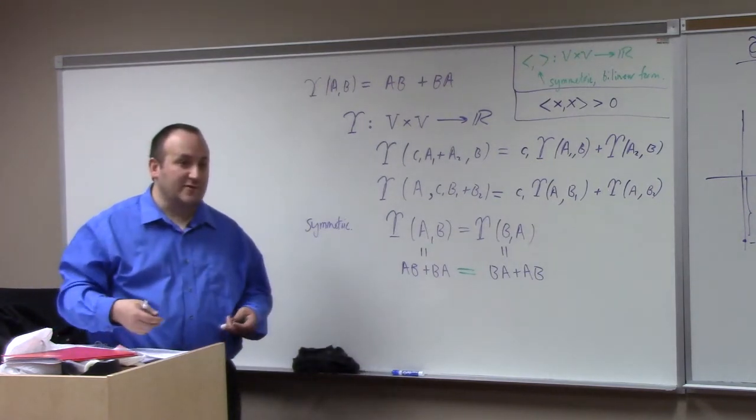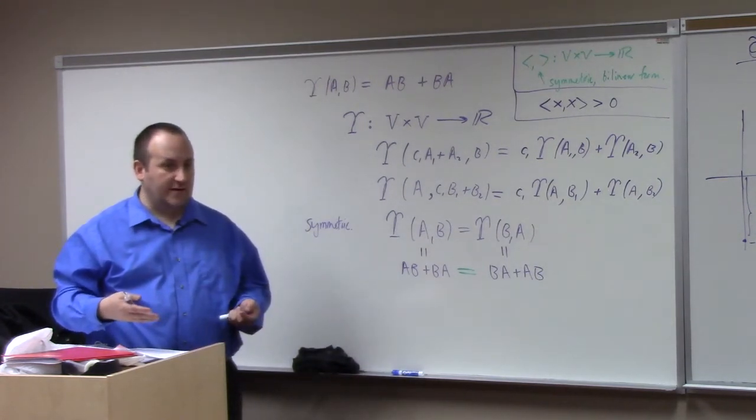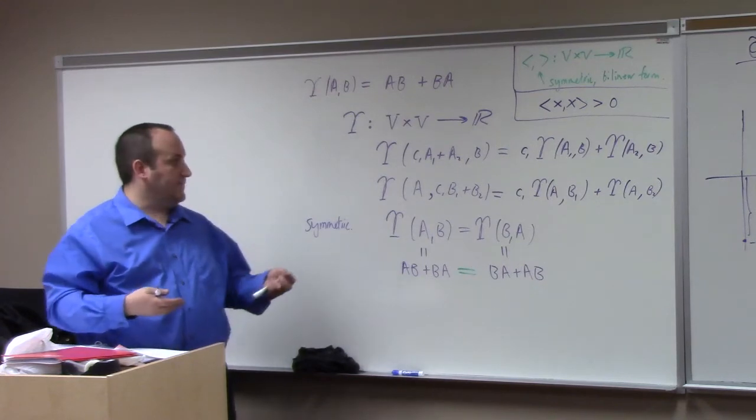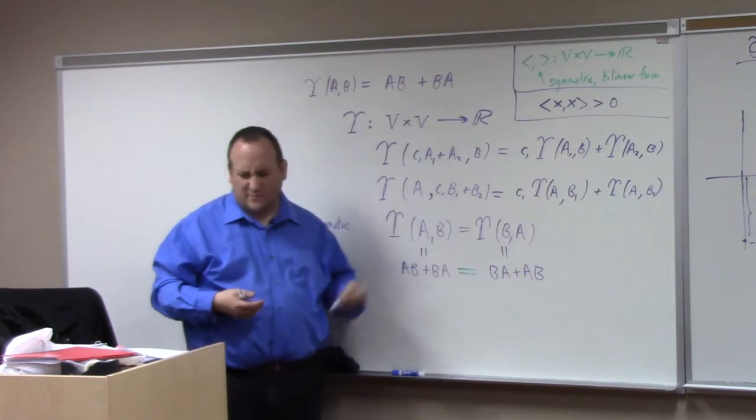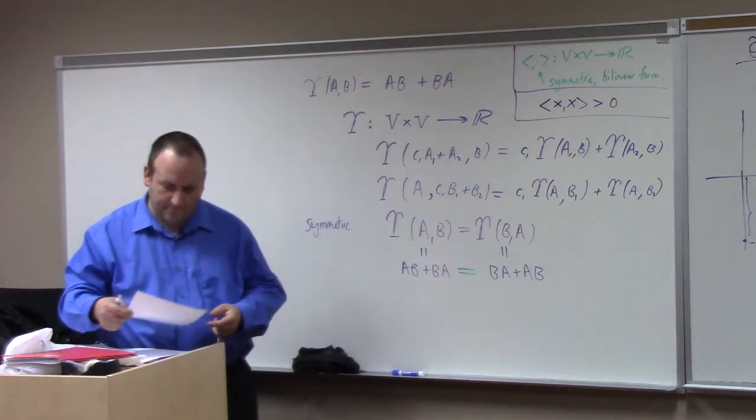Complex inner product, no such luck, because we don't have bilinearity for the complex inner product, right? Because we can't pull out complex scalars in the second thing. It's so-called sesquilinear. It's not quite this.